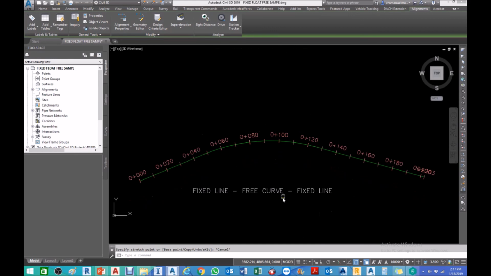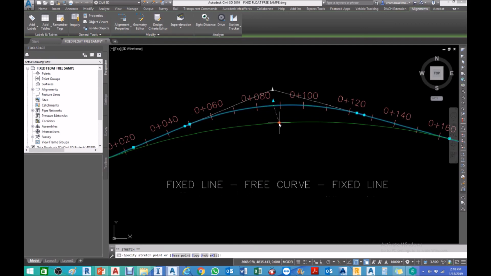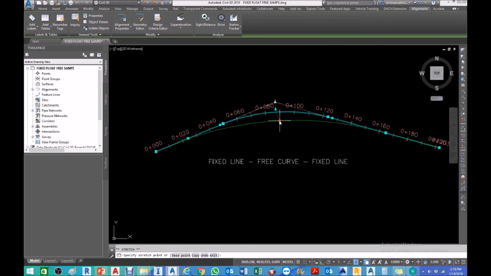The third one is fixed line, free curve, and fixed line. As you can see here, the free curve maintains its tangency to the fixed line. The radius only is adjusted, but the tangency remains the same. So it's up to us where we can use this one. Let's say we need to adjust the radius of the corridor, so we can use this type of alignment.